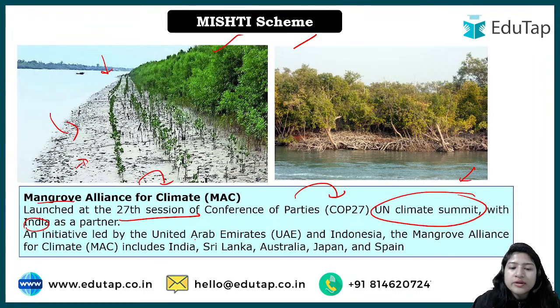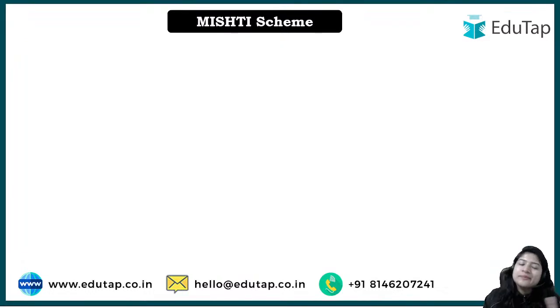So besides that, who else is there, as you can see, UAE, Indonesia, okay? Then we are part of it, Sri Lanka, Australia, Japan, Spain. So we all came up at the international level. We said that there is importance, these mangrove ecosystems are of high importance, and we need to conserve them, right? And now if you look at it, the MISHTI scheme is somehow catering to our international initiative that we have launched, okay? Simple thing. So what will be done under the scheme?